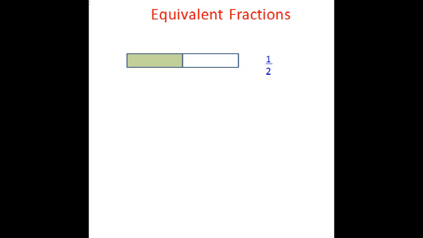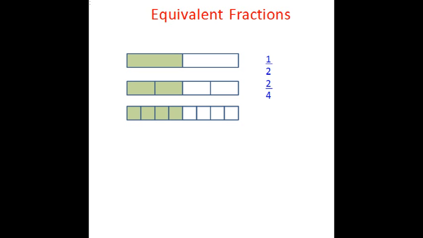Now here is another rectangle exactly of the same size, but in this case we divided it into 4 equal parts and selected 2 of it. So we can write that as 2 over 4. Now here is another rectangle exactly of the same size, but we divided that into 8 parts, and out of 8 we have colored the 4 parts. So we can write that as 4 over 8.